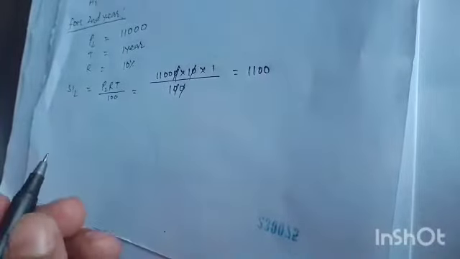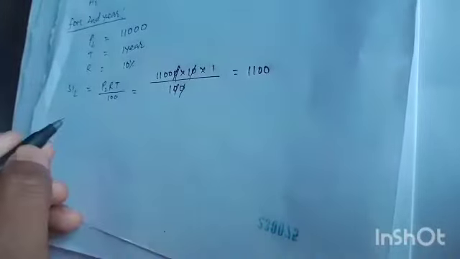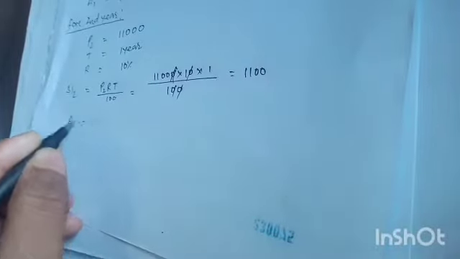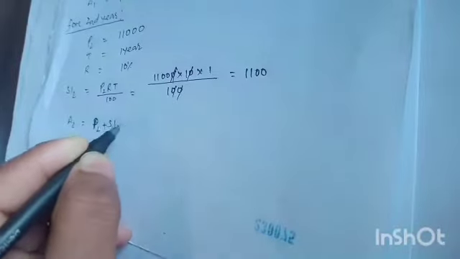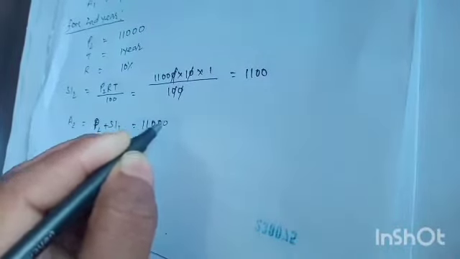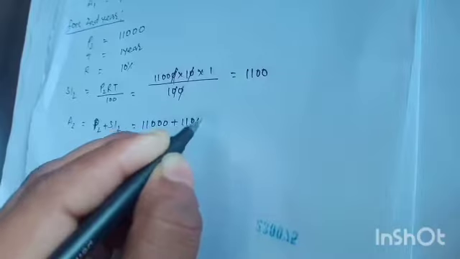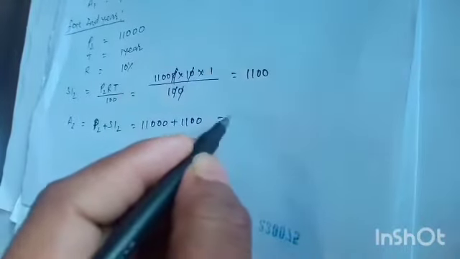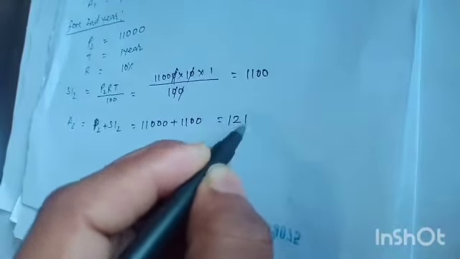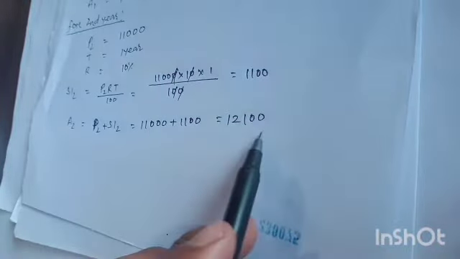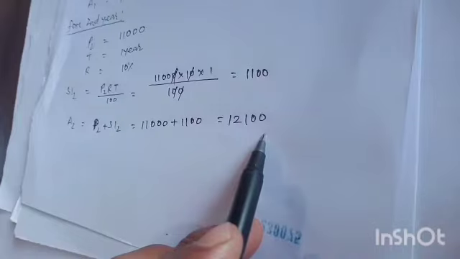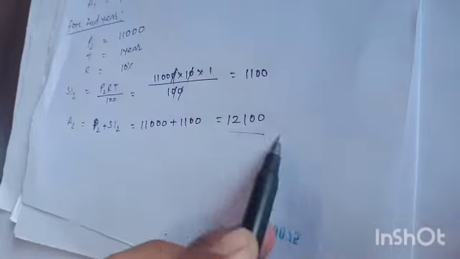So if he pays the interest of 1,100, then the amount for the second year, amount 2, is equal to principal 2 plus SI2. So this means 11,000 plus 1,100, so this one will be 12,100. So 12,100 will be the amount after 2 years. At the end of 2 years, he has to pay this amount.